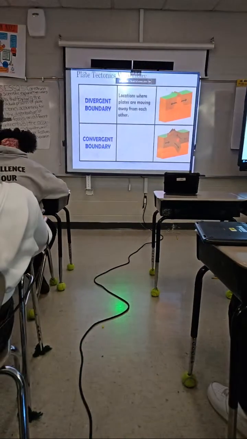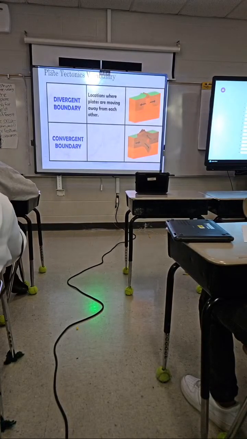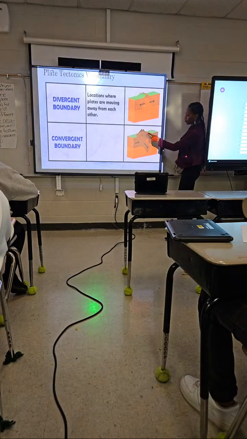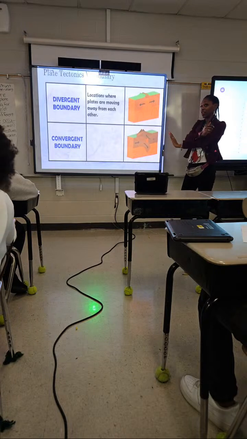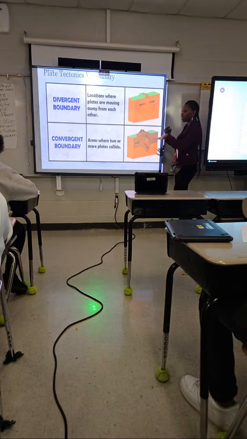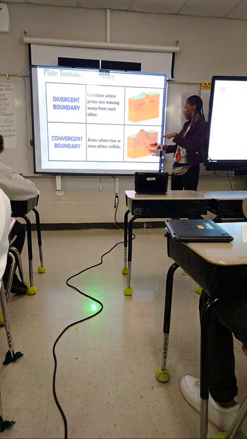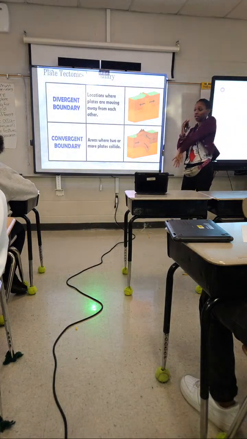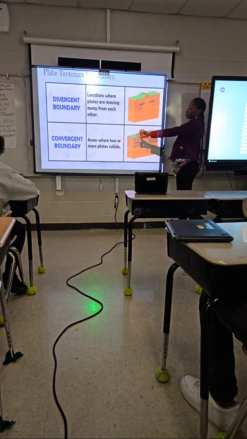Okay, so yes, divergent was the location when the plates are moving away from each other. So what is convergent? Convergent is going up and down, or sliding under each other. Convergent is the areas where two or more plates collide, like a car, but then one plate ends up sliding under the other. We have oceanic, continental, and oceanic.